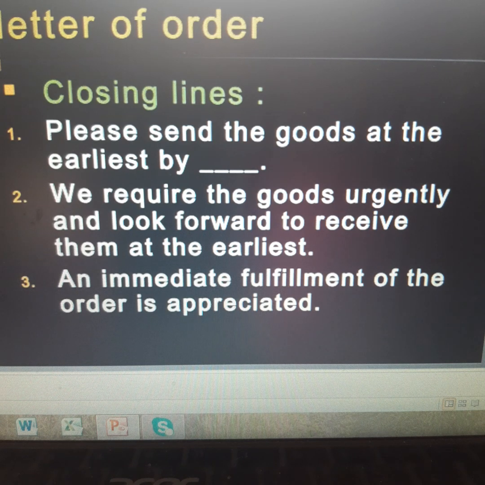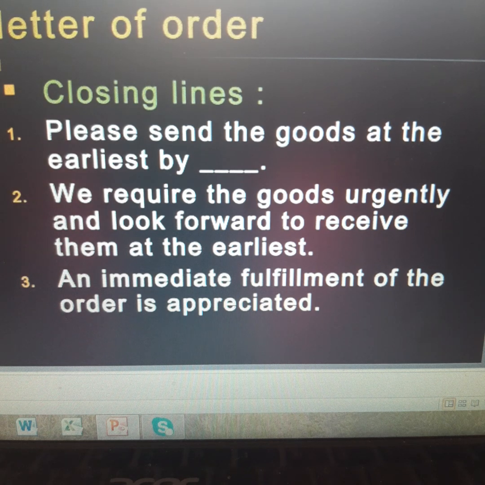Here you can take the opportunity to mention the reason very briefly. Like I told you, at the school level, there is no harm if you mention that there is a musical meet next week and hence the goods are urgently required by the school. An immediate fulfillment of the order will be appreciated. Here you can also take the opportunity, children, to mention the mode of payment.